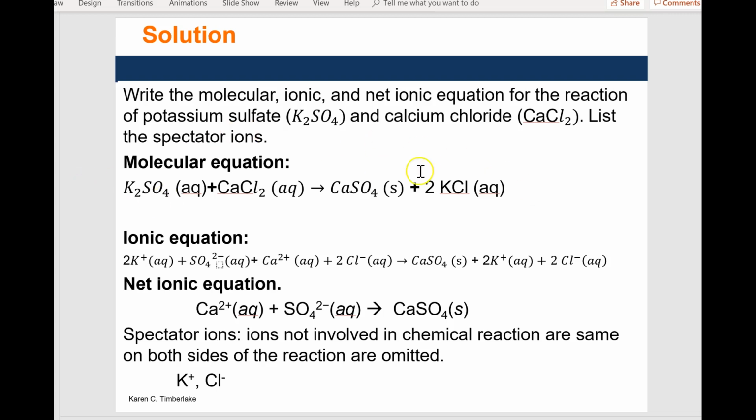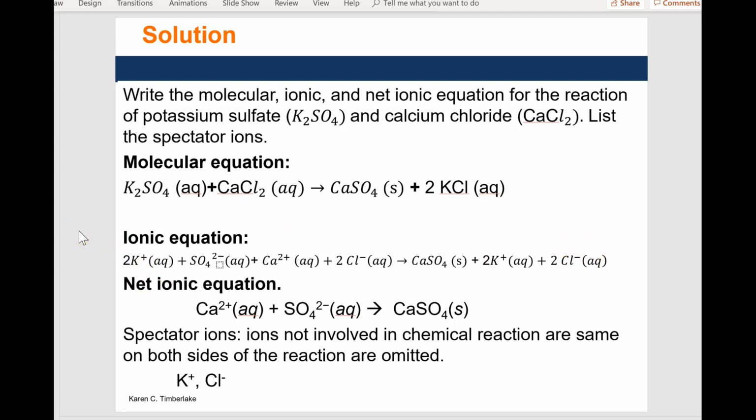All right. Our ionic equation, we're going to break all of these apart into their component ions. So we have 2 potassium plus 1s that are aqueous, and a sulfate 2 minus that's aqueous, calcium 2 plus aqueous, 2 chlorine minus 1s that are aqueous, forming calcium sulfate solid. Again, remember, do not break apart your solids, liquids, or gases. Those are going to stay together. And 2 potassium ions, 2 chlorine ions.